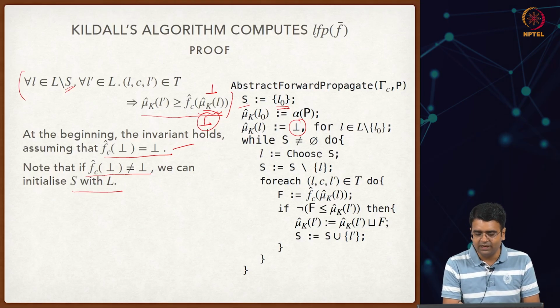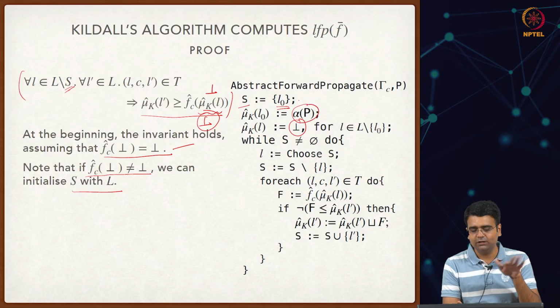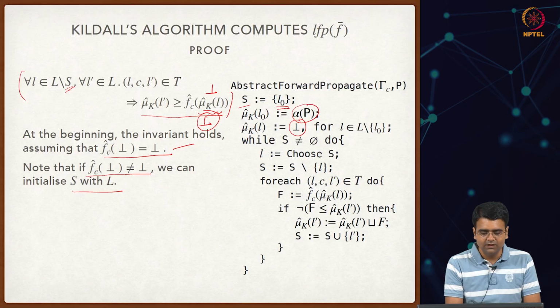So here, by initializing S to L0, we are only propagating the start value, which is alpha of P, from L0 to its successors, and then eventually propagating to other successors and so on. But if f at C of bot is not equal to bot, you may also have to propagate bot from other locations. In which case, if we initialize S with L, then this loop invariant holds trivially, because there is no location that is present outside S.